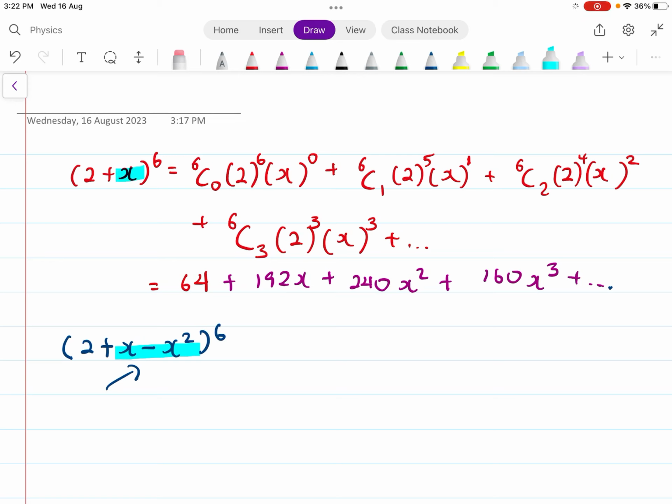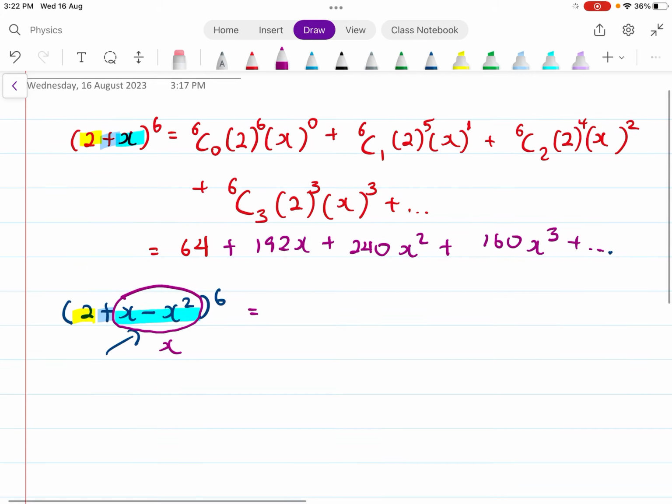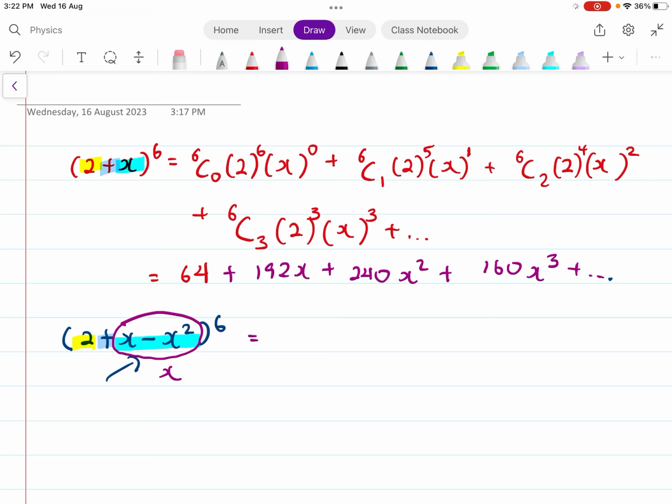You can see everything is the same, right? These two, then this plus, this also plus. So I can just let this thing here be the so-called x. Of course I simply substitute. For example, I only want the x squared term. Meaning that for 64, the first term, I don't need. So I just want to use the 192x.